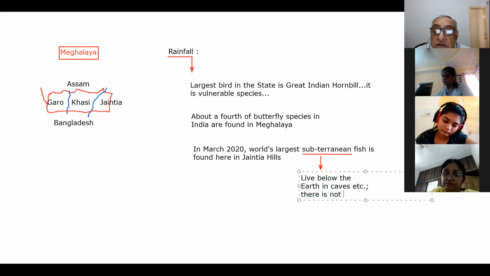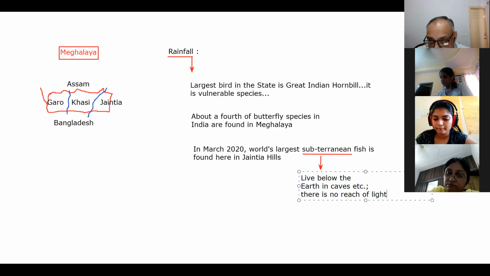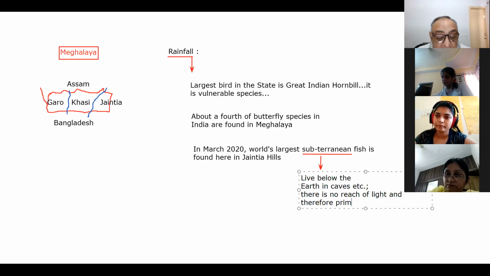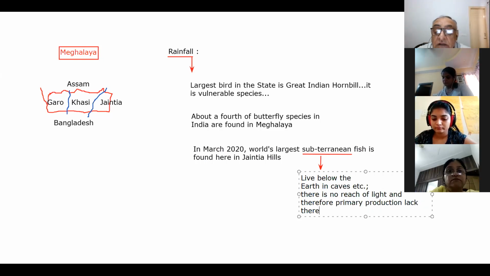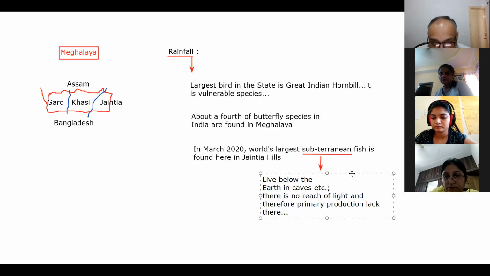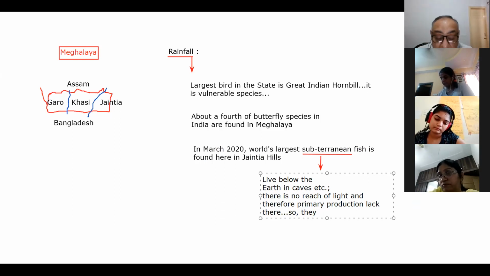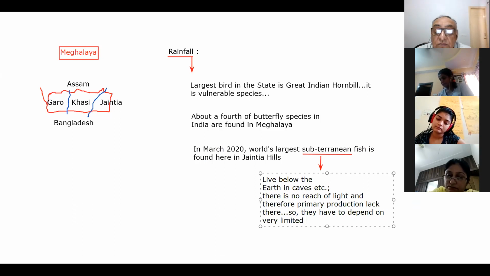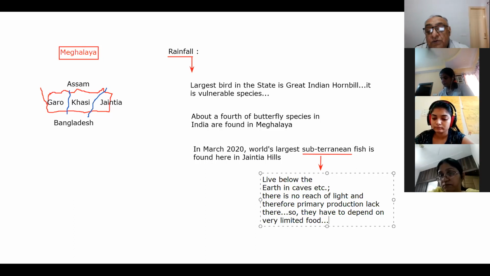So there is no reach of light, and therefore primary production is lacking there. Lack means there is no algae, fungus or any other vegetation found there. So they have to depend on a very limited amount of food, right?